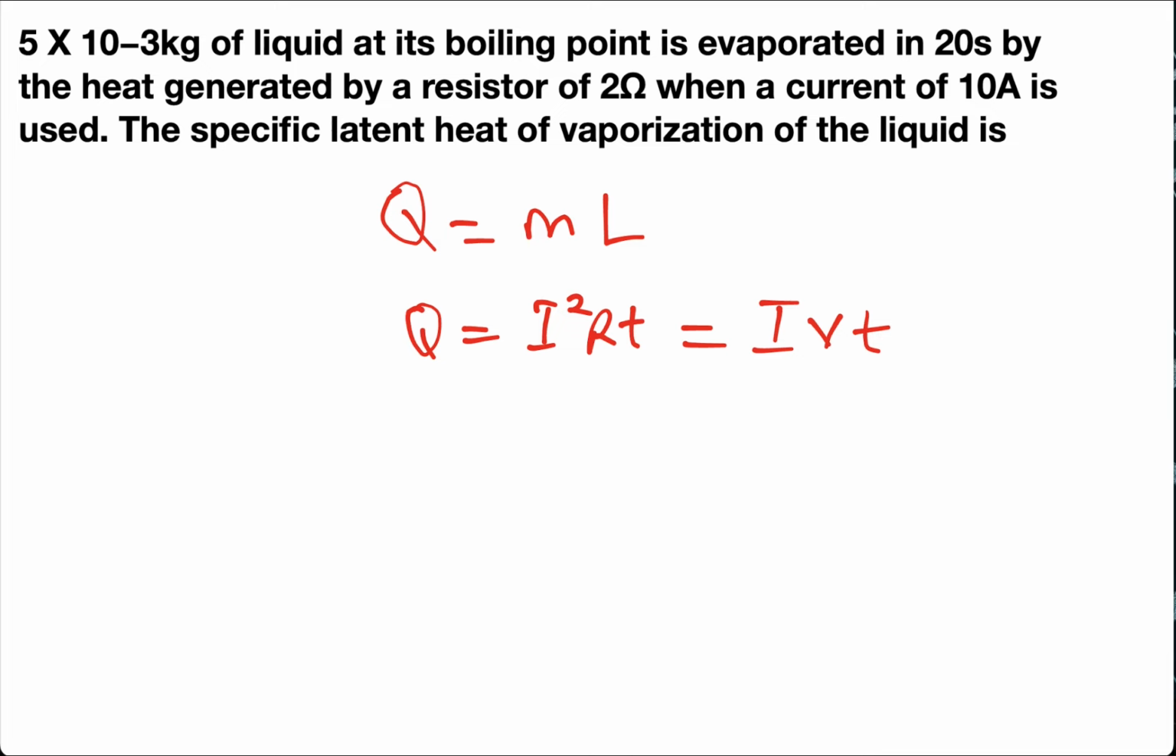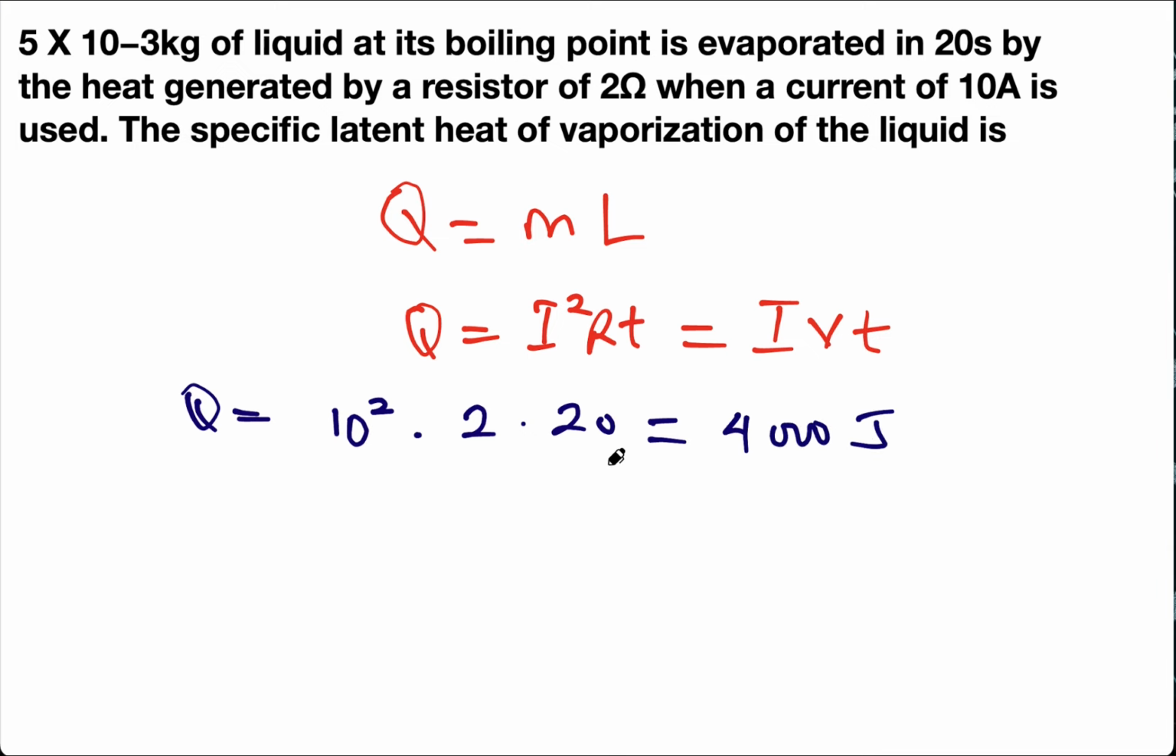So let's do the calculation. The Q that is coming from the resistor through the current being supplied to it, with the current being 10 ampere, is 10 squared multiplied by 2, then multiplied by the amount of time that it ran, which is 20 seconds. So we have 10 squared times 2 times 20. If you do that very well, you should get 4,000 joules.